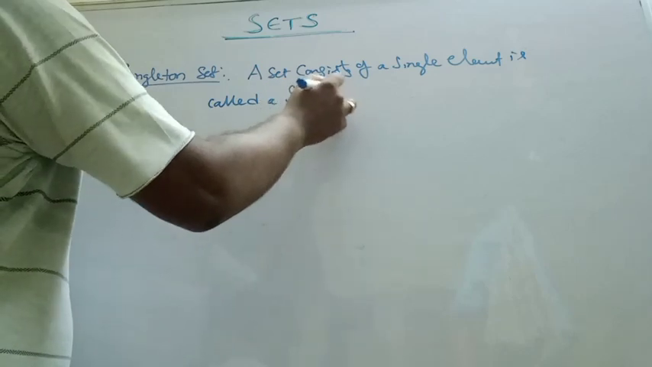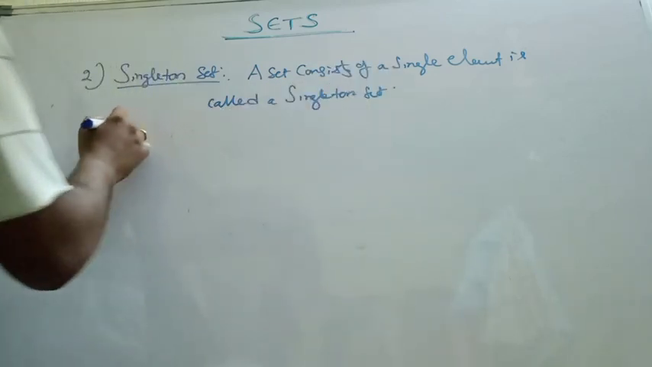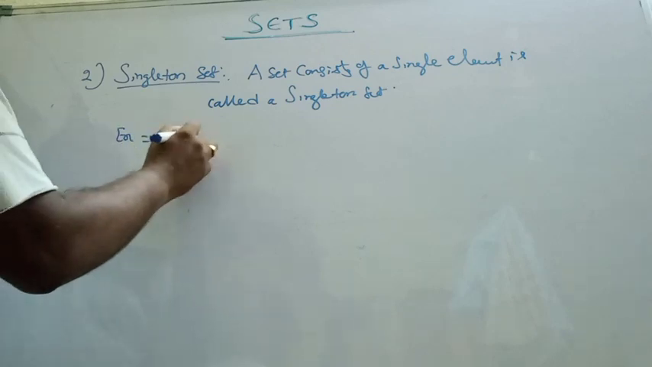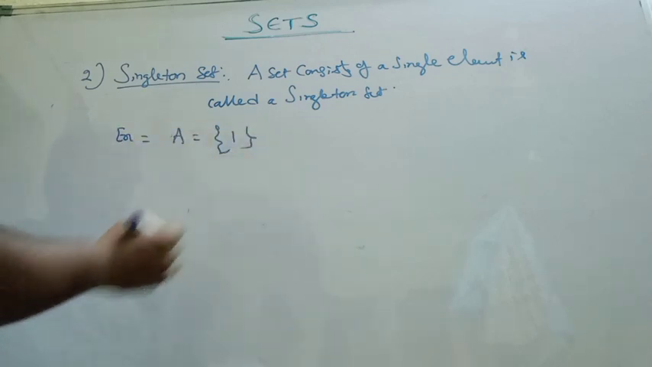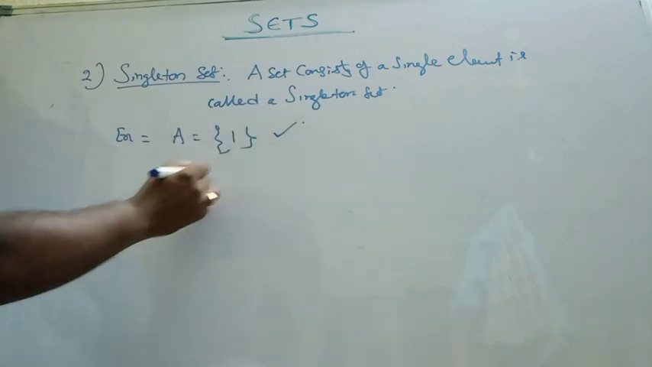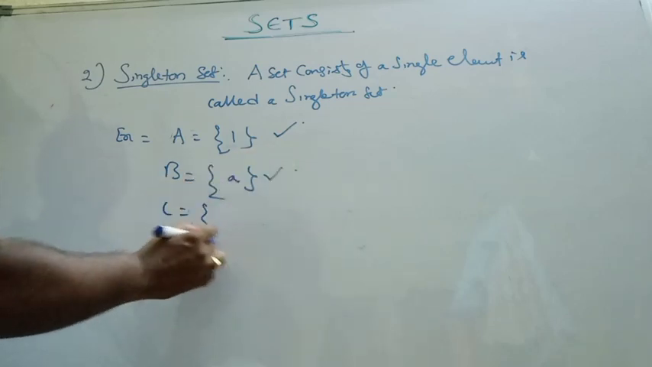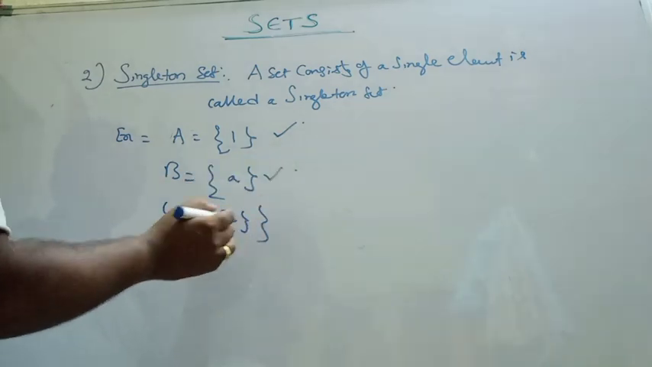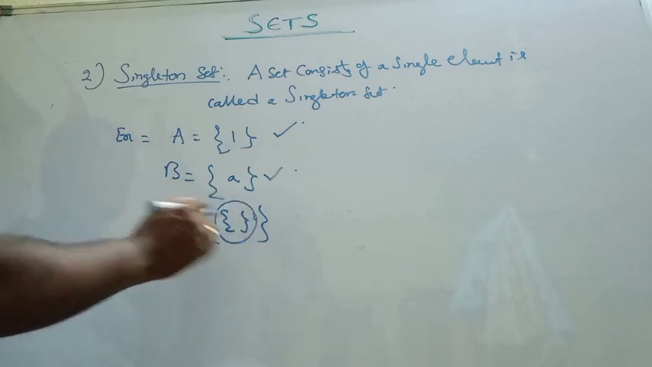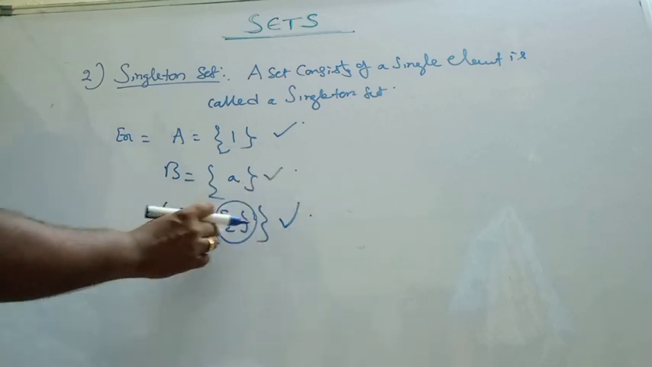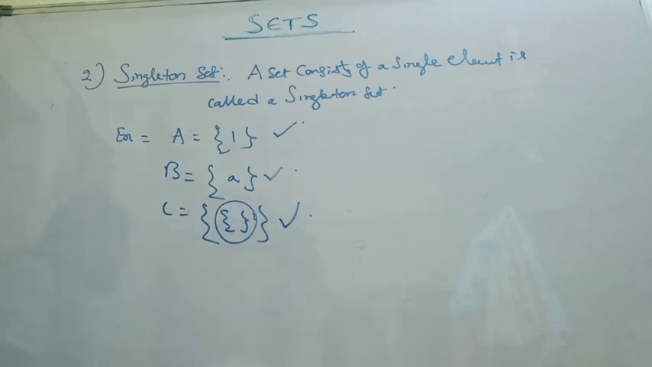Wonderful. Singleton set. Now we can give examples. For example, I have set A equal to only 1, like this. This is a singleton set. B, I have some letter small a. This is a singleton set. Suppose I write an empty set as part of the set. This is also a singleton set, because this itself is an element, a member of that particular set. That's why we call it a singleton set. It contains only one single element, then you call it a singleton set, right?